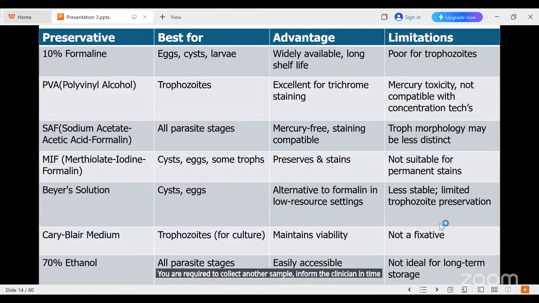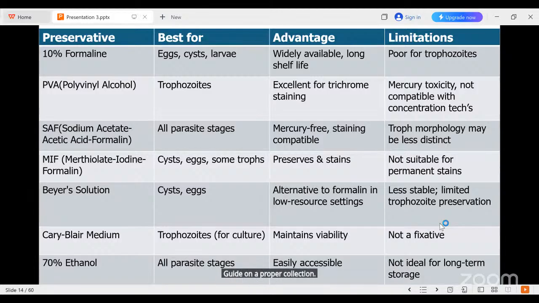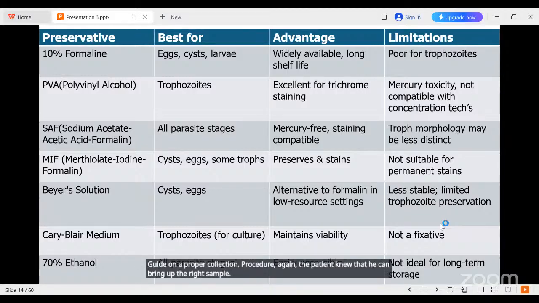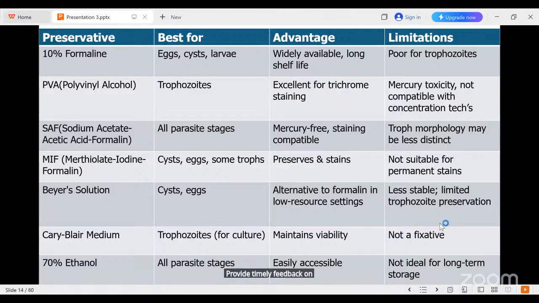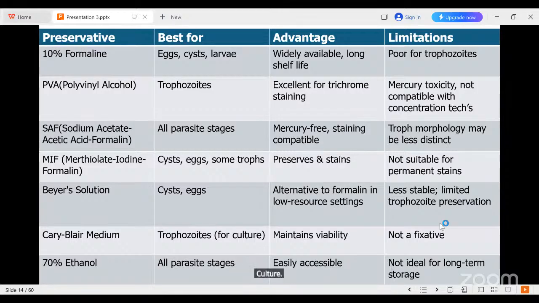They were expecting results after 1 hour, and they are now waiting for 2 hours without results. Make sure you inform them that you rejected a sample and you requested another one. Guide the patient again on the proper collection procedure so that they can bring the right sample. Provide timely feedback on urgent findings. And if there is a delay, then you can use a preservative, as we said, except for culture techniques on those particular parasites I mentioned.